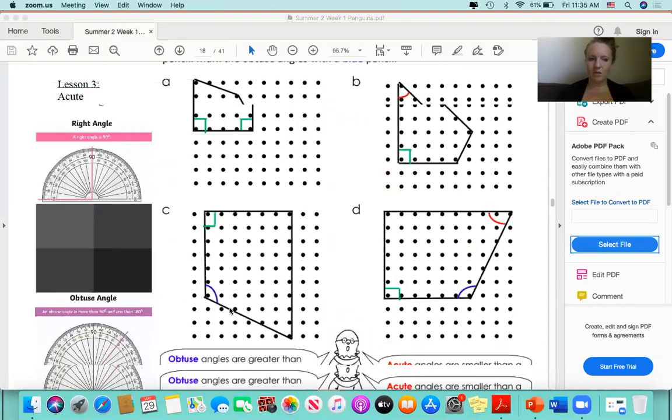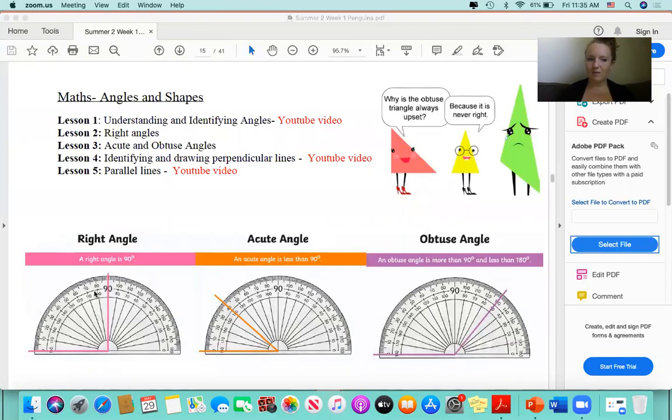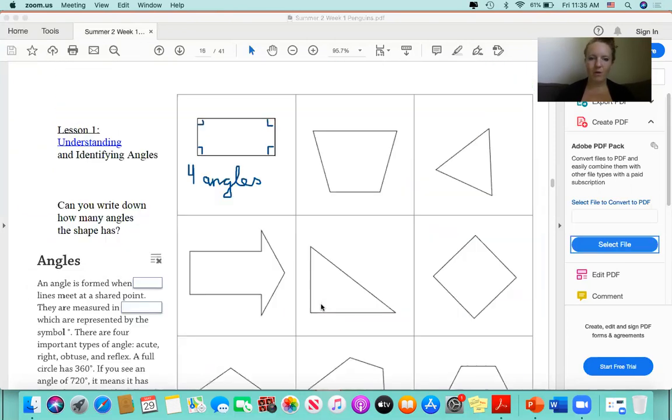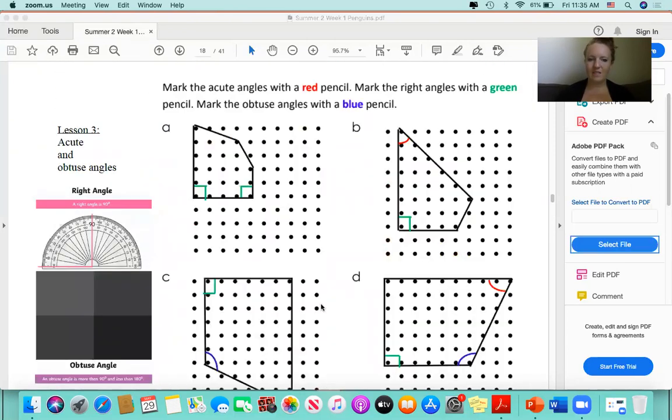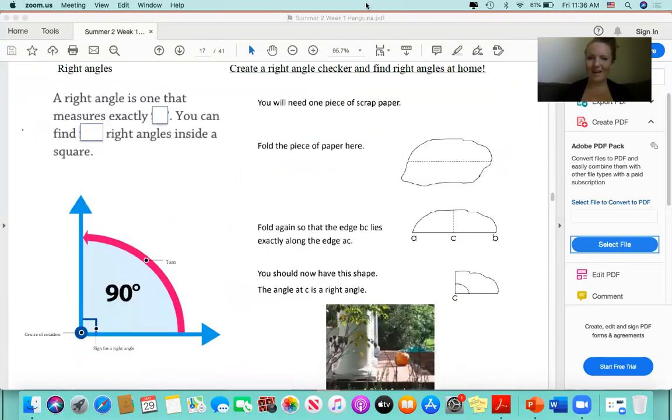And that is it for our angles. Just make sure you remember our recap: a right angle is 90 degrees, an acute angle is less than 90 degrees, and an obtuse angle is more than 90 degrees but less than 180. Hopefully that will help you with these activities today. I think they're quite straightforward. This one is probably the trickiest, but just use those dots to help you visualize where those would be. And you can always use your right angle checker to help you with that as well. All right, I'll see you later.